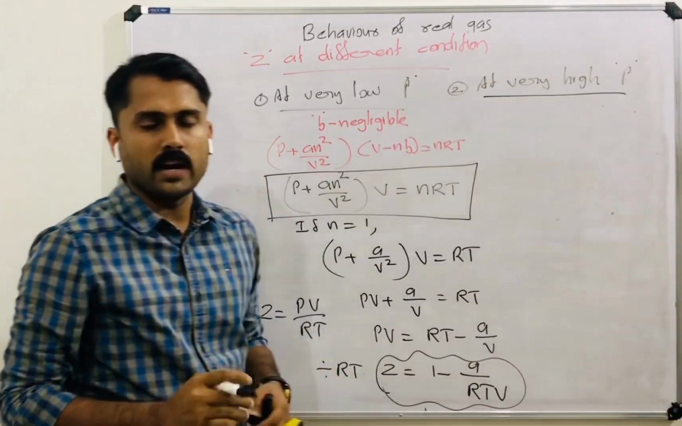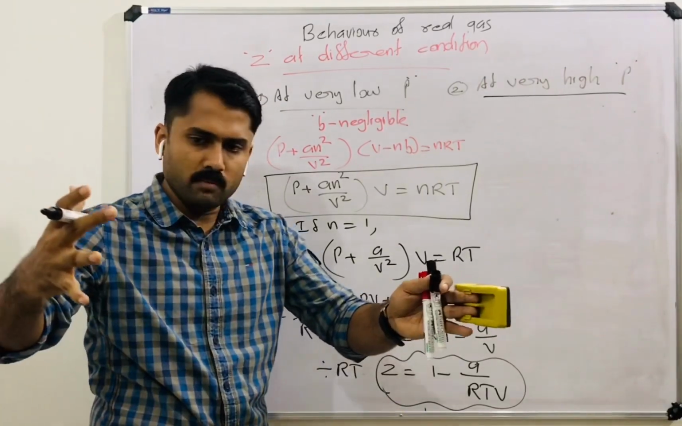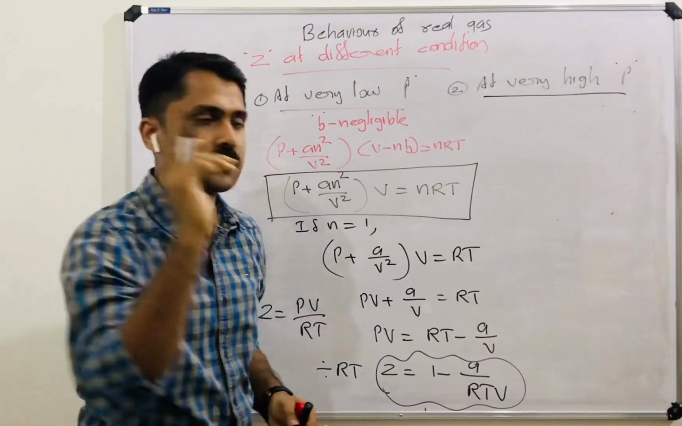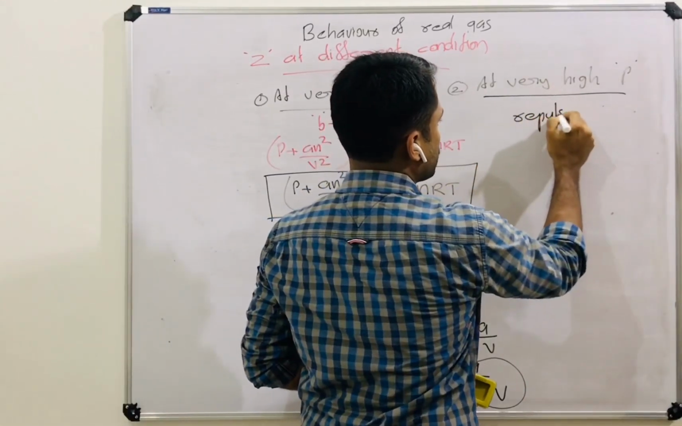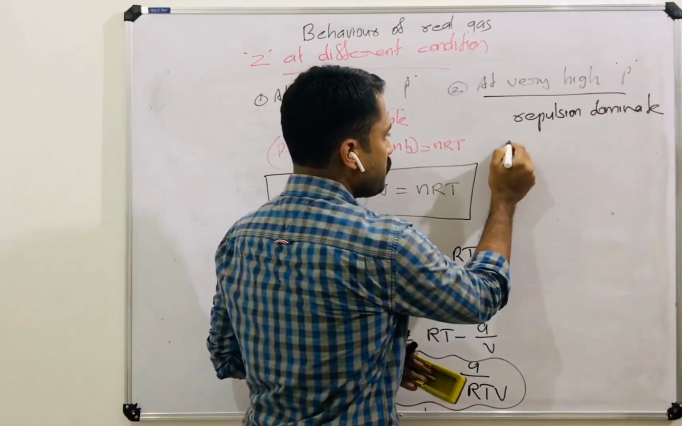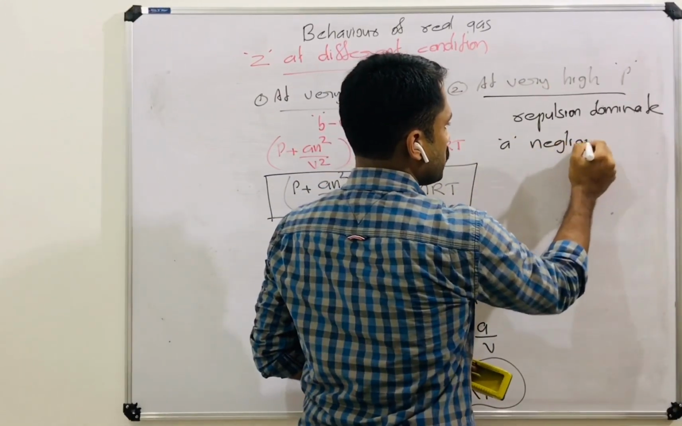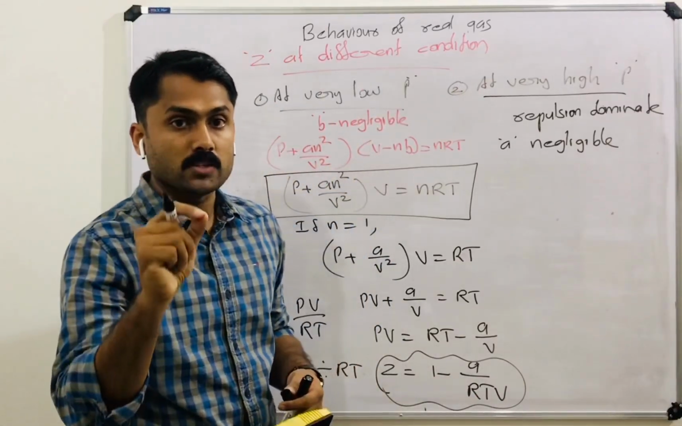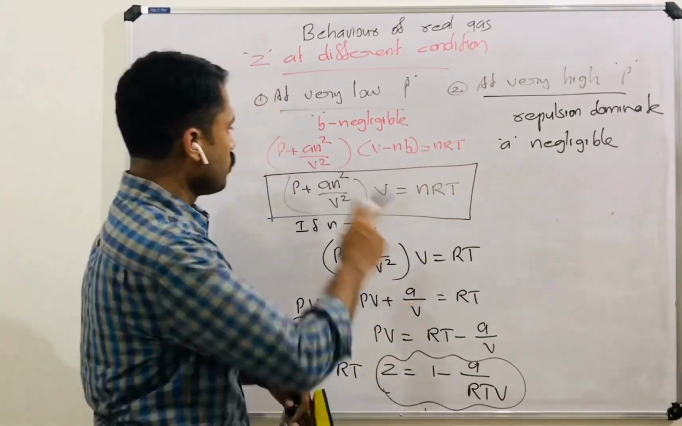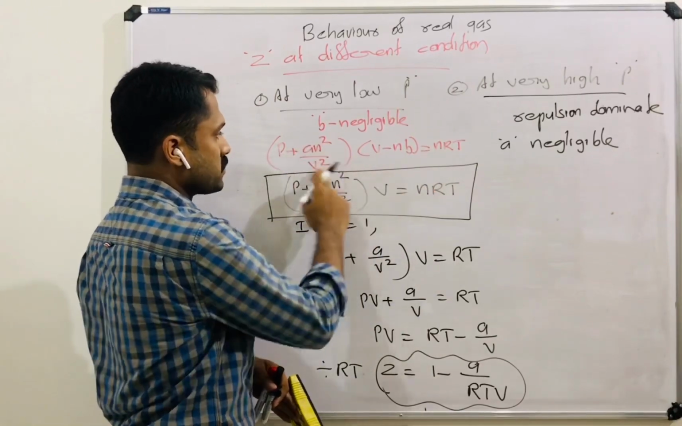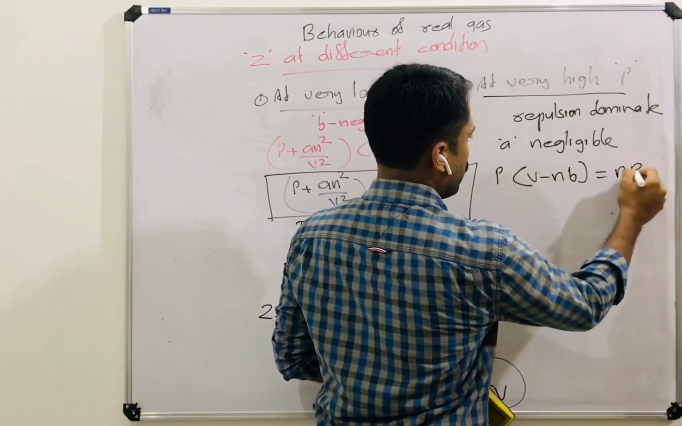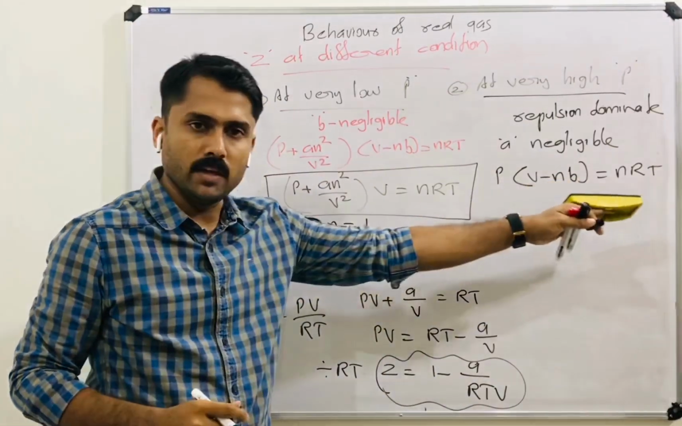What will happen at very high pressure? At very high pressure, volume of gas molecule is very low. If volume of gas molecule is very low, the repulsion dominates. If repulsion dominates, value of a will be negligible. Why? a depends on intermolecular force of attraction. Here repulsion dominates, so a will be negligible. So what will be our van der Waals equation when this factor is negligible? P(V − nb) = nRT.